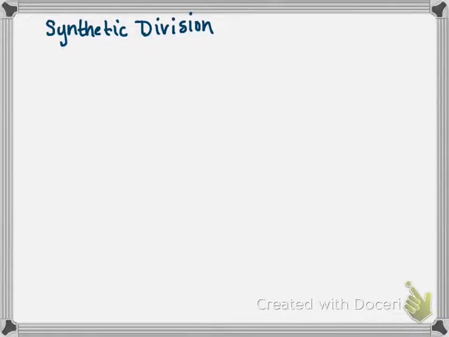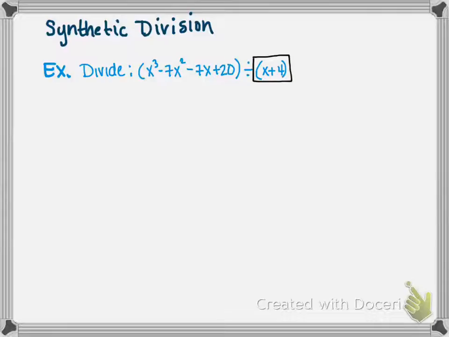Synthetic division. Let's look at an example of how to use synthetic division to divide a polynomial by a linear factor. For example, let's divide x cubed minus 7x squared minus 7x plus 20 by x plus 4. Now, recall that x plus 4 is considered a linear factor, and synthetic division can only be used when we are dividing polynomials by linear factors.